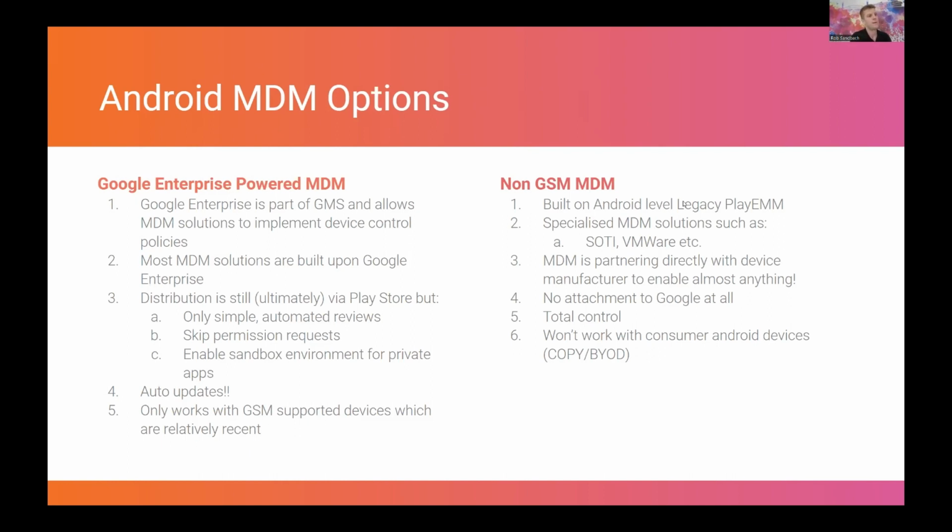So we have an application that allows people to scan tickets and access areas. It's clearly distributed to employees of the organization. Via SOTI, we can do trial rollouts. We don't have to worry about permissions. We can force updates, rollback updates, all that kind of stuff. And none of this ever goes anywhere near Google. You have total control. With great power comes great responsibility and all of that. The key one is it won't work with consumer Android devices because they need to be GMS enabled and go through Google Enterprise and be using a Google Enterprise powered MDM.